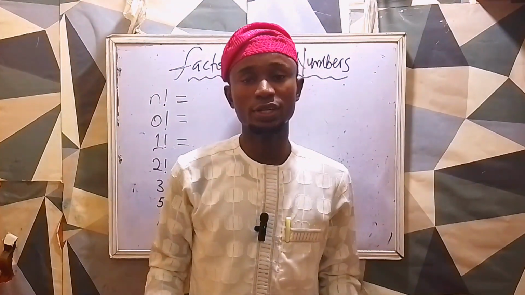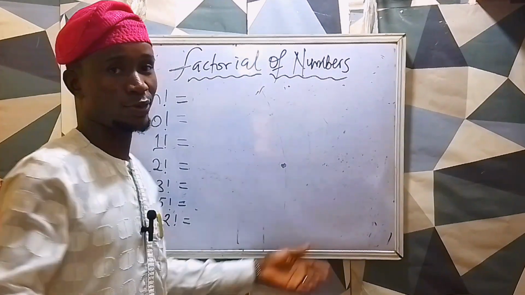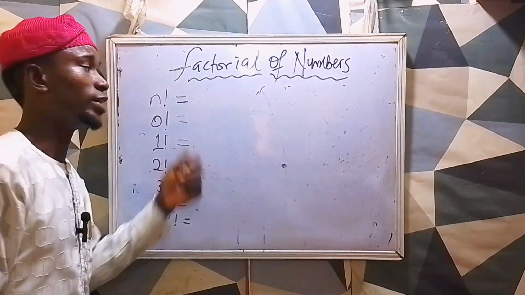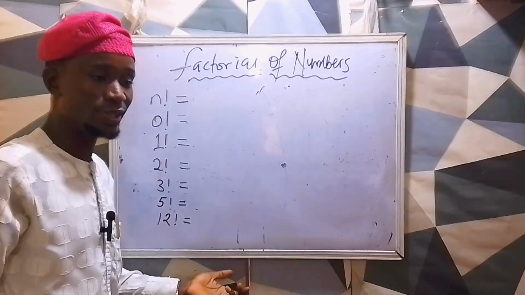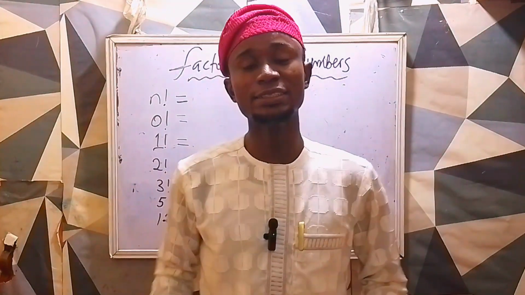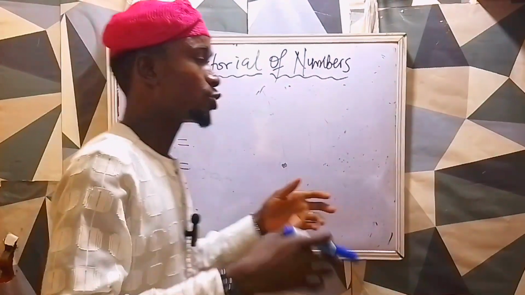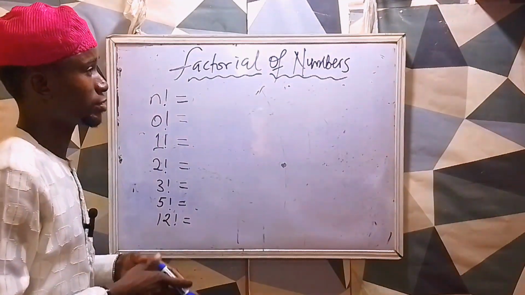Alright guys, quick one. Let's check this factorial of numbers. What does it mean? Factorial, n factorial. How do we get that? We have a formula guiding this principle. So how do we check factorials of numbers?